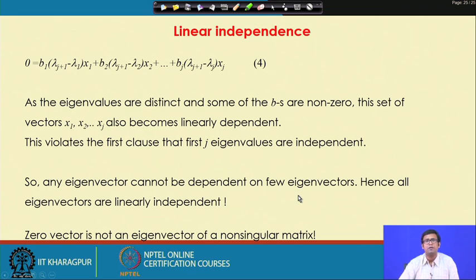Another important observation is that the zero vector is not an eigenvector of a non-singular matrix, because the zero vector is always linearly dependent. Only if A is a singular matrix can we think of something like that, but otherwise the zero vector is not an eigenvector, because it is linearly dependent on any vector set.